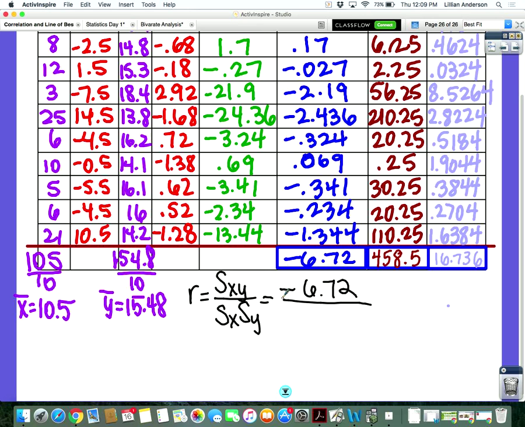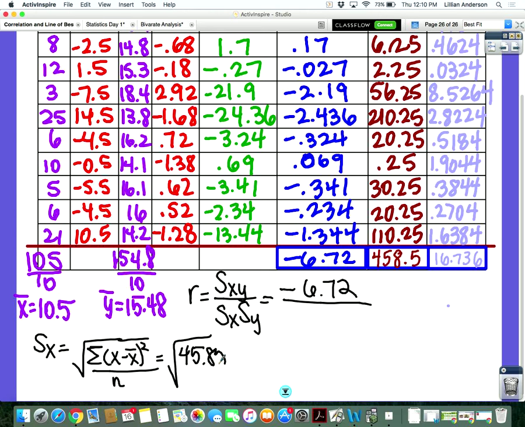Now, S sub x, wasn't that the formula, the square root of the sum? Yeah. Okay, so we have the numerator already for S sub x. That's the brownish color. We basically need to take this brownish number, divide it by n, which is 10. What's 458.5 divided by 10? 45.85.